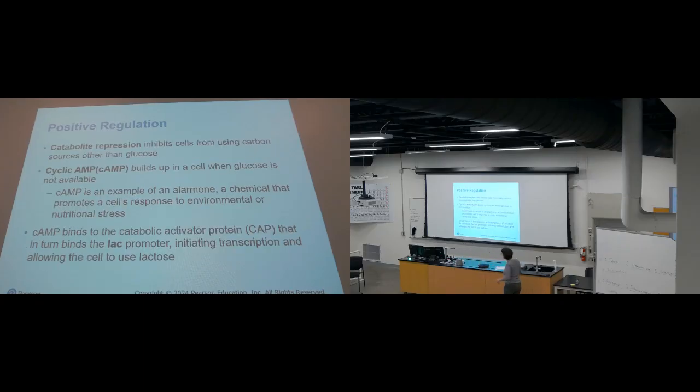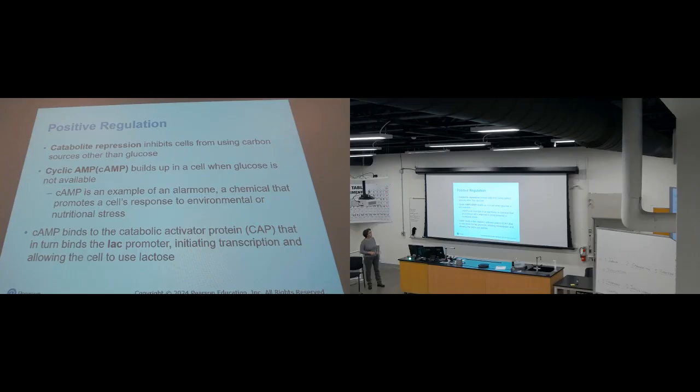Okay, now let's talk about positive regulation. So in this case, we need to know about catabolite repression. So we have some molecules that happen after you metabolize an initial product, and then you end up with a waste or an intermediate. In this case, it will be a catabolite, and that will inhibit the cells from using other sources of energy.